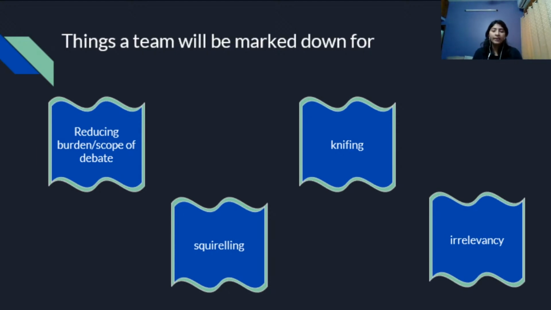Okay, so irrelevancy. When I talk about this very same motion, this house believes that animal testing should be banned, if I'm going to talk about how I'm going to ban it, or what animals I am considering, all those things are out of the scope of the debate. It doesn't necessarily come under why exactly I should ban it, why it is bad, and so on. So that is irrelevant to the motion, and that will be marked down. These are things that you should watch out for and not do when you're making speeches or debating. Moving on to the next slide.